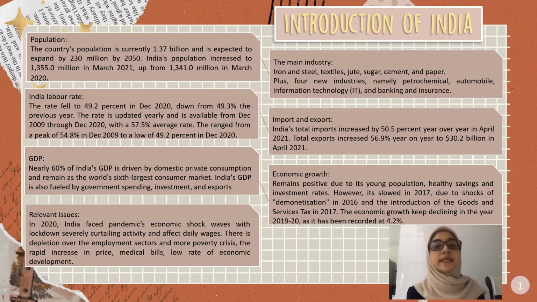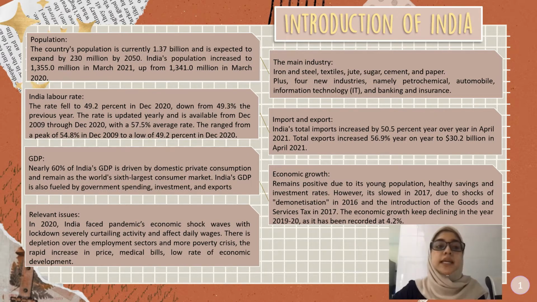I will start with the introduction of India. First, we will look into the population in India. The country's population is currently 1.37 billion and is expected to expand by 230 million by 2050. India's population increased to 1,355 million in March 2021, up from 1,341 million in March 2020.